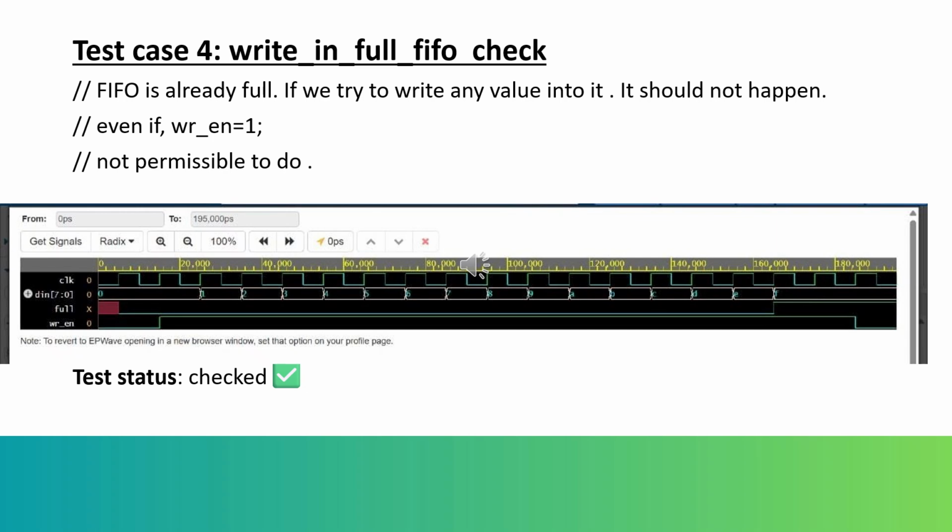Now we have to check the write in full FIFO condition. Till now our FIFO is already full as we have already written values from 0 to 15. So even if our write enable signal is high, it should not accept any value as D in. So let's check it in the waveform. As we can clearly see, our write enable signal is high after 15 as D in, but it is not accepting any value as D in. So our FIFO is also passing this condition.